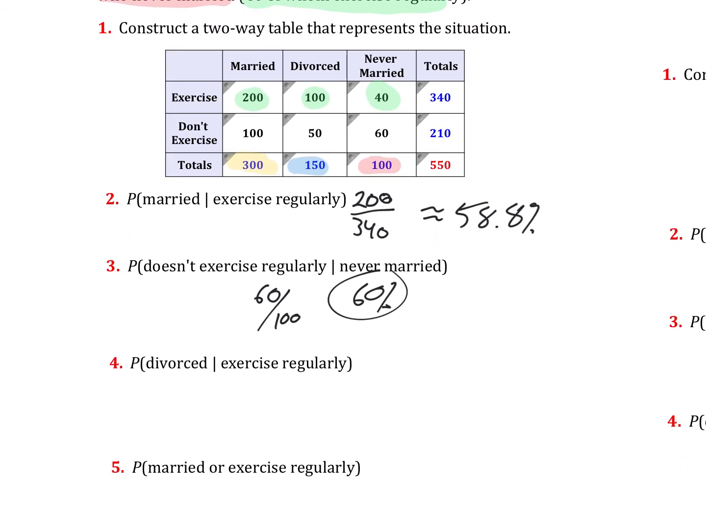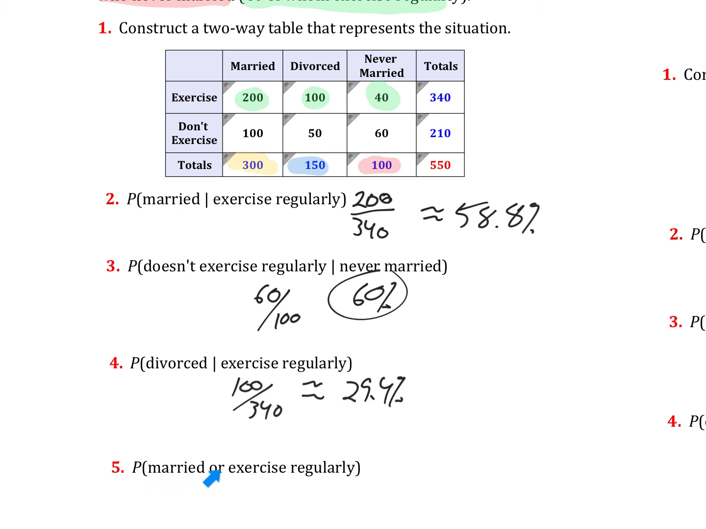Next, divorced given that they exercise regularly. The given that they exercise regularly tells me I'm narrowing my focus to these 340 people here. Of them, 100 were divorced, so 100 out of 340. And that's going to give me about 29.4%.